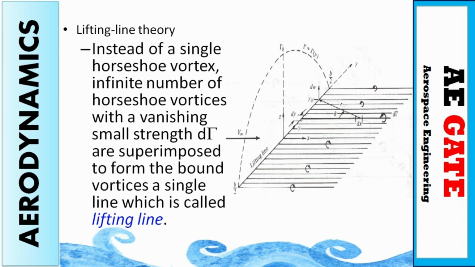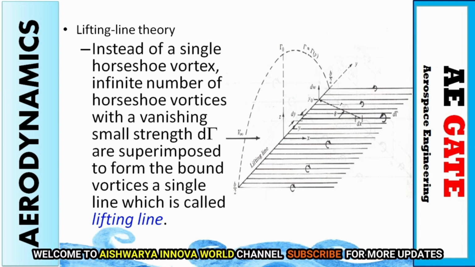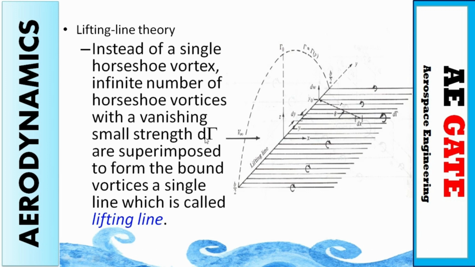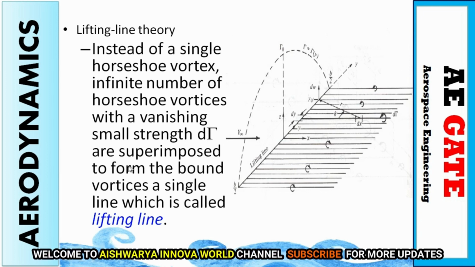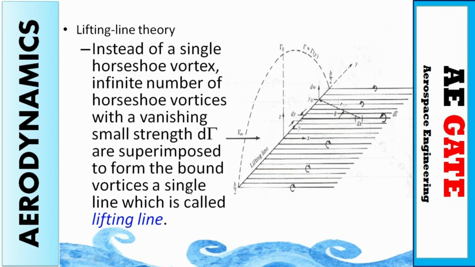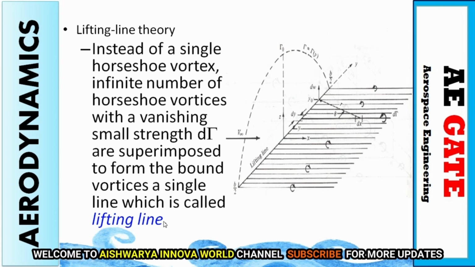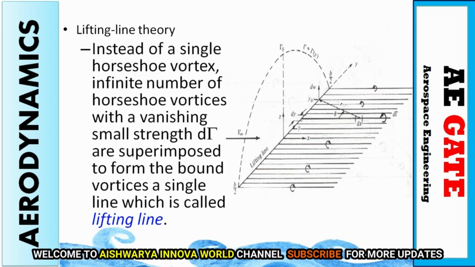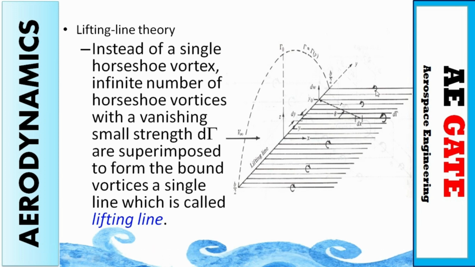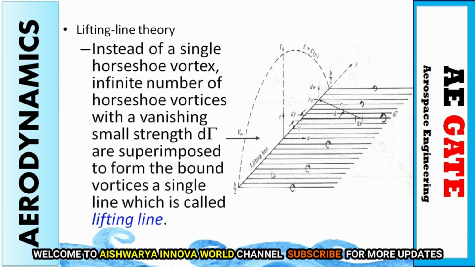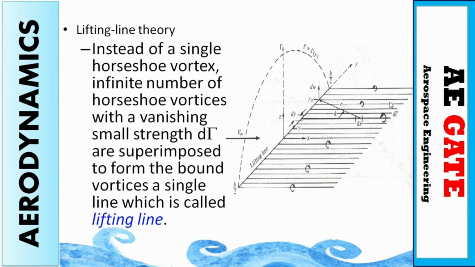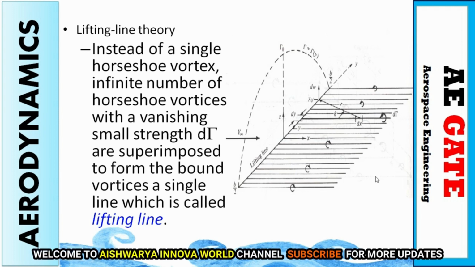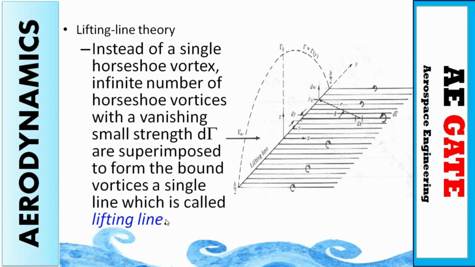Now coming to an infinite number of horseshoe vortices. So what happens? The small strands, that is d gamma, are superimposed so that the bound vortex forms a single line called the lifting line. They have a finite number of vortices over here, each having an individual small change in strength. But combined we are considering them as a single vortex, and the vortex strength remains constant throughout the filament. So that is what is meant by lifting line theory.